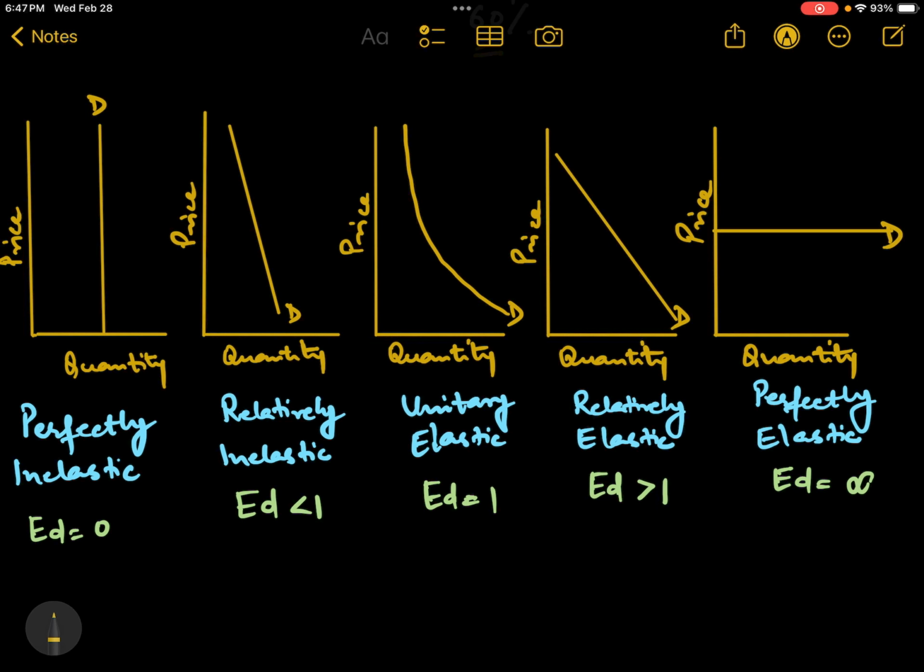Now just let's do a final recap. All of these will make more sense to you if you take a look at them side by side. So what you are looking at is 5 different demand curves, which are starting from being perfectly inelastic to perfectly elastic, and the elasticity coefficient is varying from 0 to infinity.